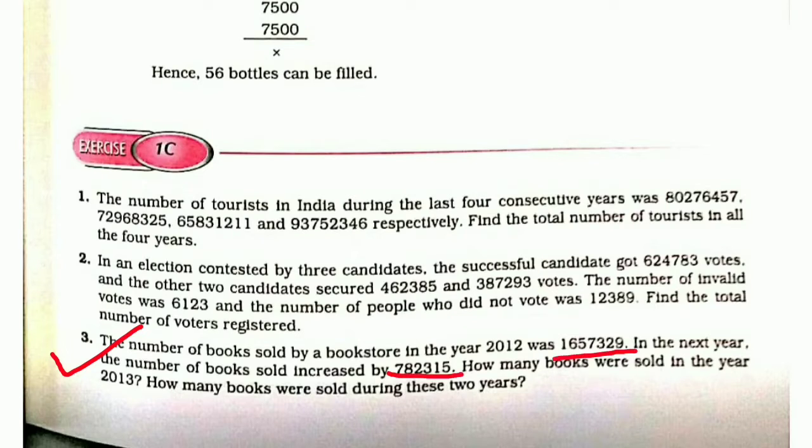So here in 2012 this number is given, so we will add this number to this one. The question is asking how many books were sold in the year 2013. So for finding this, we add the increased number to the previous one. And then the question is asking a second part, how many books were sold during these 2 years. So for this, we will add the number of books of both the years. Before solving this question, let us see example number 2.